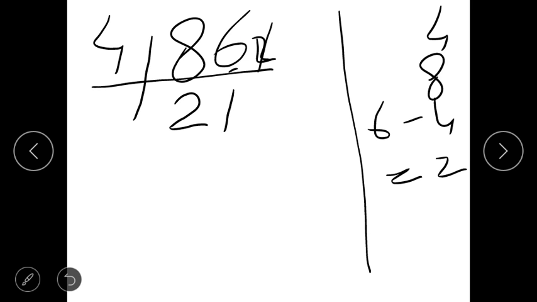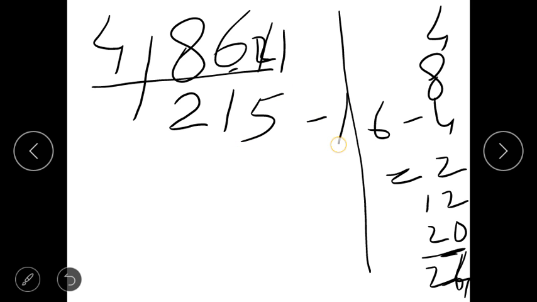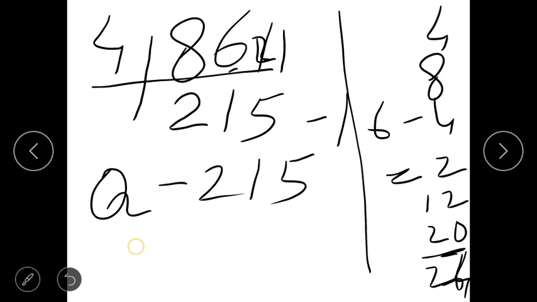Now read the table of 4. 4 ones are 4, 4 twos are 8, 4 threes are 12, 4 fives are 20, 4 sixes are 24. So 24 is more than 21. So we'll go 5 times only, 4 fives are 20. Now again 1 is the remainder. So in this question, the quotient is 215 and your remainder is 1.